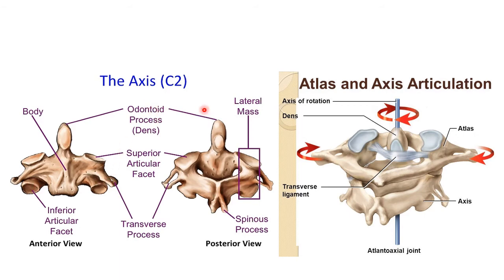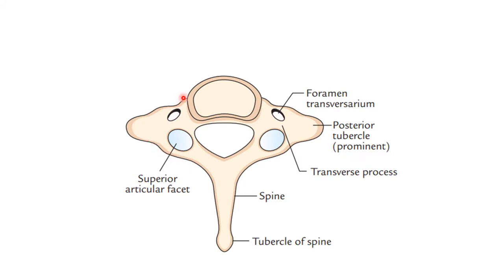So this was about the axis, the second cervical vertebra, which is also atypical. Now we will study the seventh cervical vertebra. It is also an atypical vertebra. It is also called vertebra prominens because it has a very long spine which forms a prominent palpable projection in the lower part of the neck. The spine is thick, long and nearly horizontal. It is not bifid but ends in a tubercle.